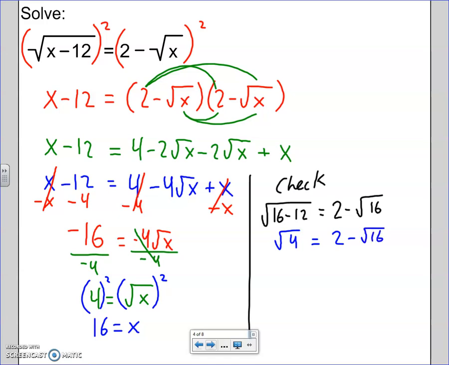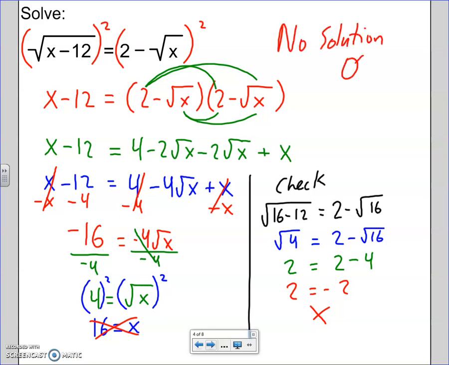Now square root them. Square root of 4 is 2. Equals 2. Square root of 16 is 4, so minus 4. That gives me 2 equals negative 2. That's false. So this answer fails. So there's no other answers. This one's no solution. Alright, so you must check your answers.